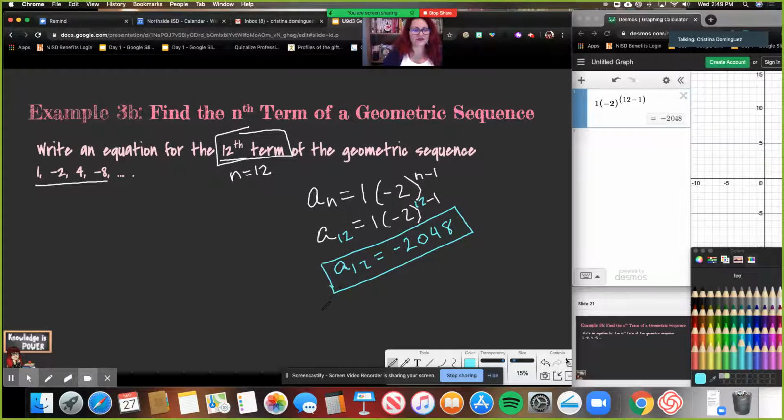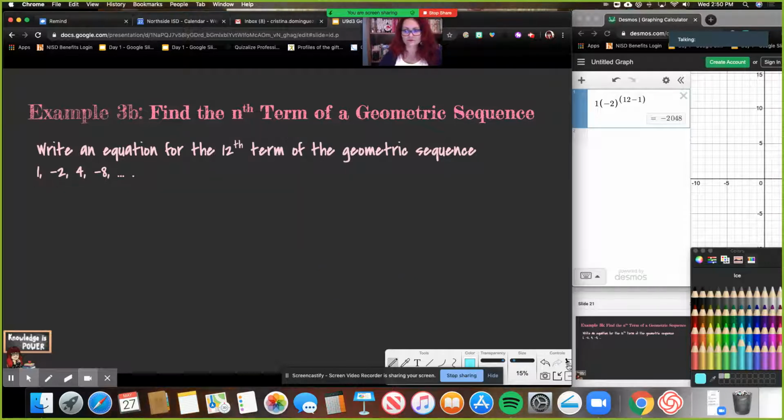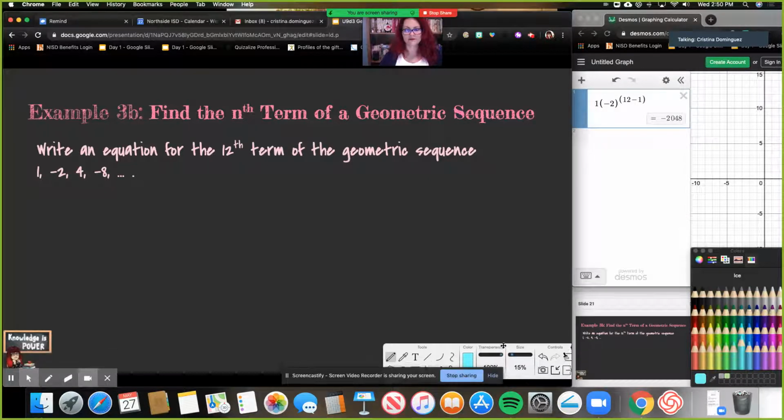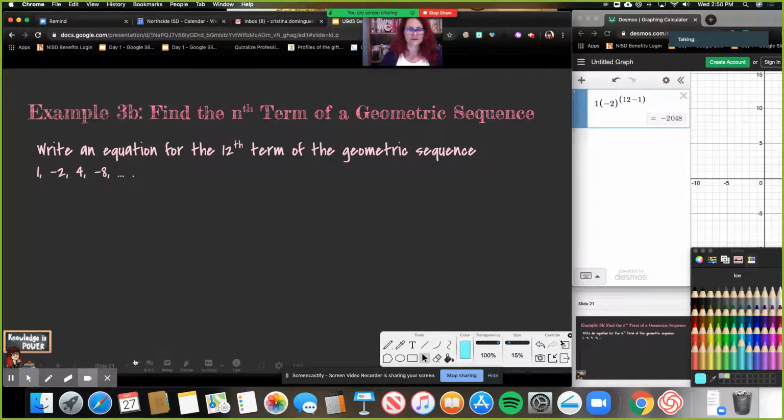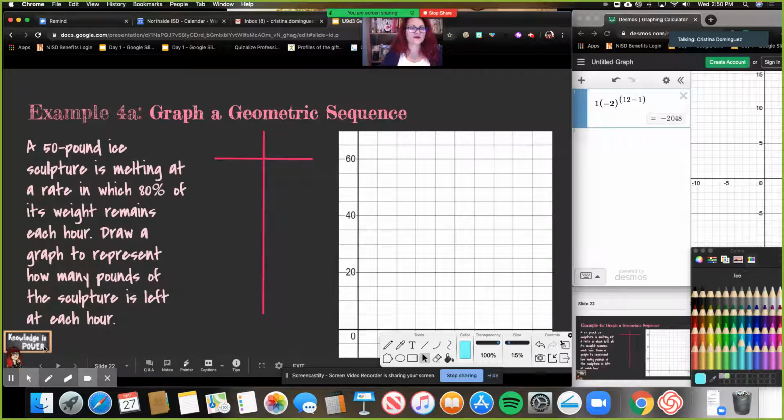Let's go ahead and let me give you your last problem for today, I believe. Any questions on this one? No. Nope, pretty straightforward. All right, then let's look at the next one here. I just need this a little higher. There we go. All right, so we're going to be graphing a geometric sequence.